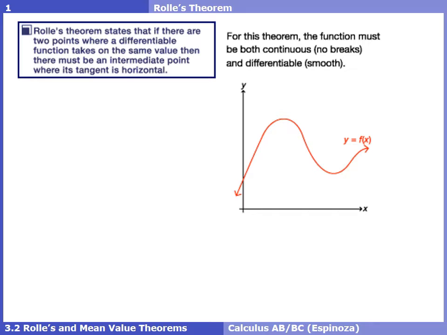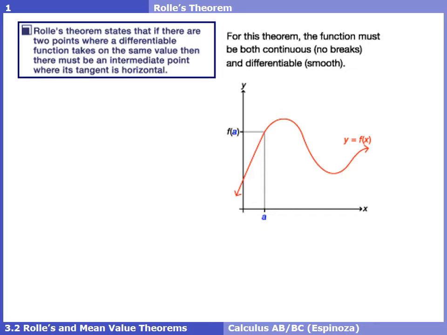For this theorem, we need a function that is continuous and differentiable. So we can't have any breaks, asymptotes, or jumps or anything. And it's got to be differentiable, which means it's smooth. In other words, no sharp corners. Okay, so what does this theorem say? Well, we need this function to take on the same value at two different points.